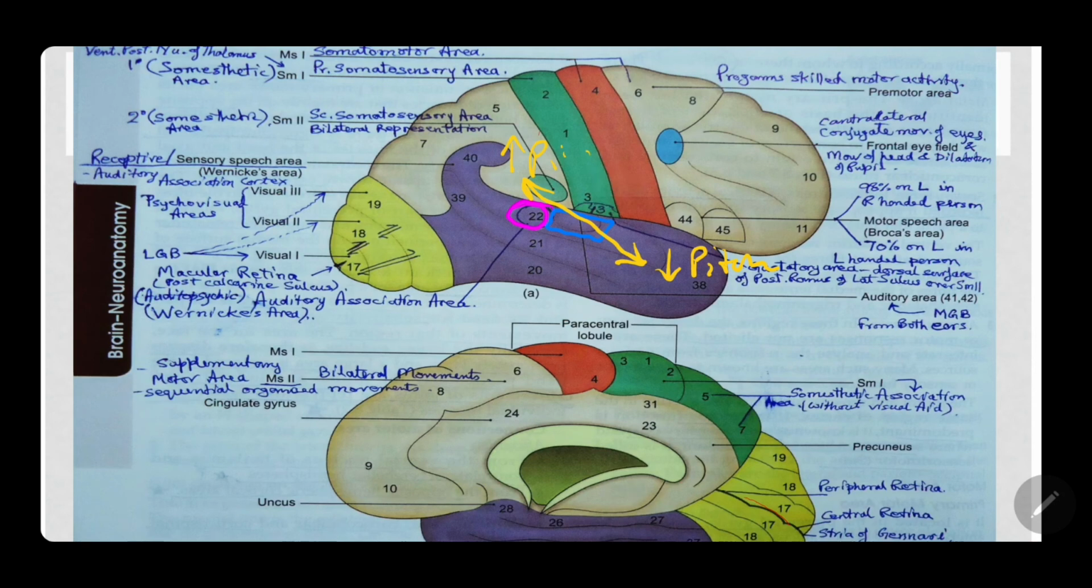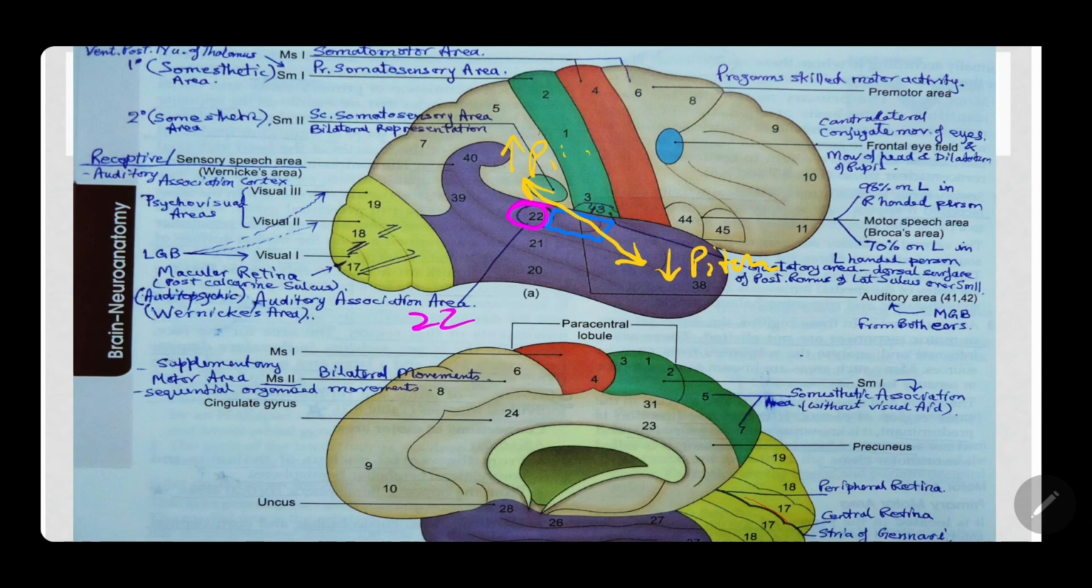So apart from listening to the sounds, comprehending those sounds, like assessing the meaning of those sounds, is called comprehension of the auditory stimulus. That is being created here in area number 22. This is for area number 22, comprehension of sound waves.